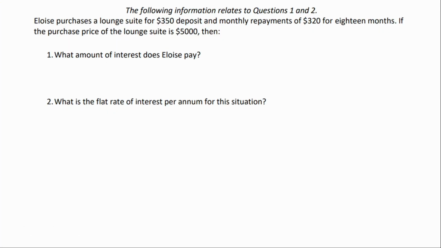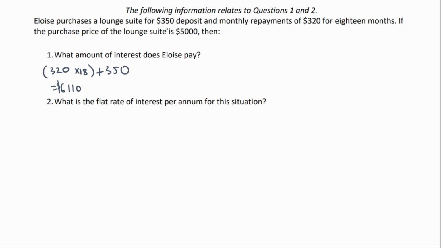So in this first question, Eloise purchased a lounge suite for $350 deposit and monthly repayments of $320 for 18 months. If the purchase price of the lounge suite is $5,000, then part 1 is what amount of interest does Eloise pay? So to do this, we're going to have to find out how much she pays in total. So she pays $320 for 18 months. So that's how much she pays in that 18 months. And she's already paid $350. So that's how we find out how much she has paid in total. And once you chuck that into the calculator, you get a value of $6,110.